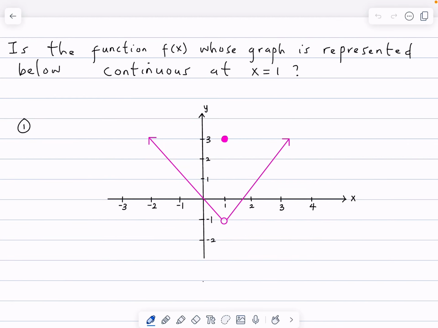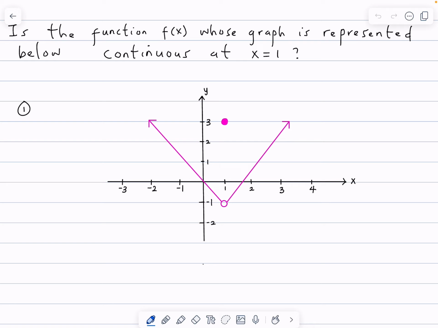Hello friends, let's use this graph to determine if the function f of x is continuous at x is equal to 1. So the question is, what does it mean for a function to be continuous at a point? It means that the function must be defined at that point, the limit must exist at that point, and the function value at that point must be equal to the limit at that point.